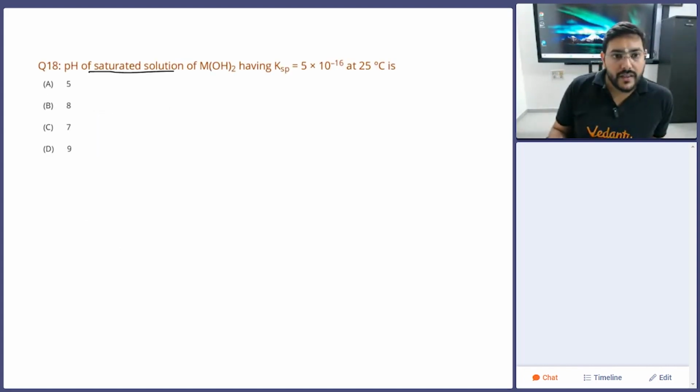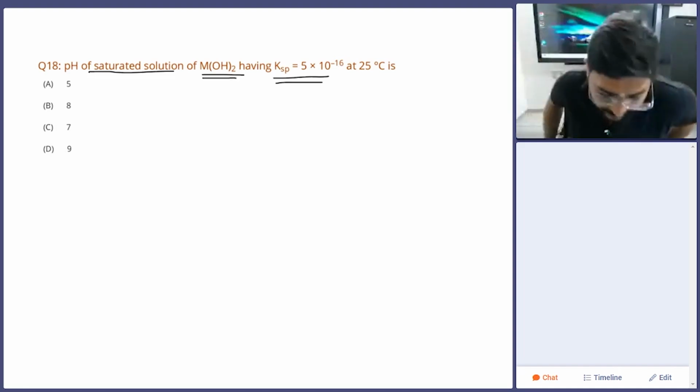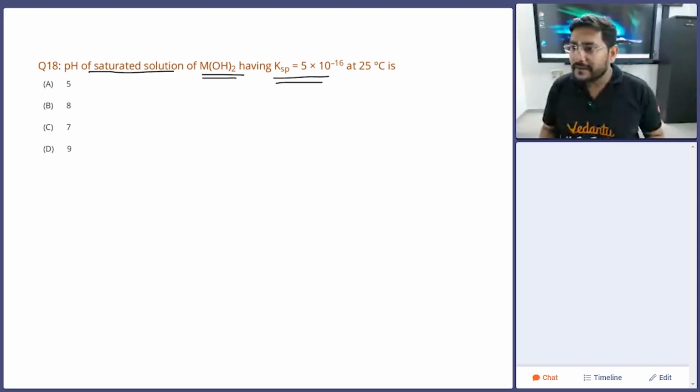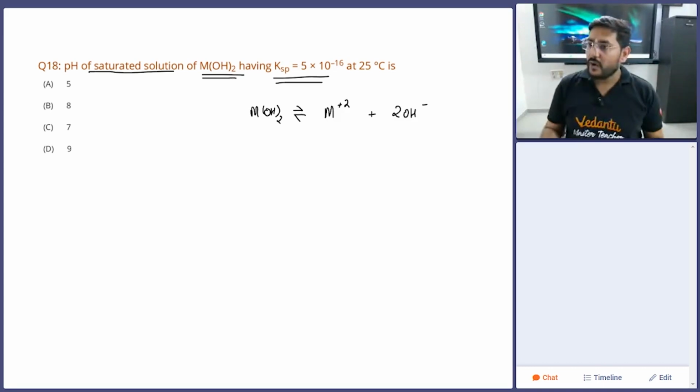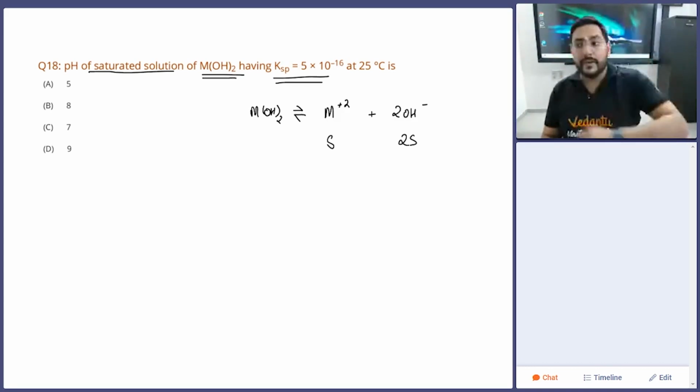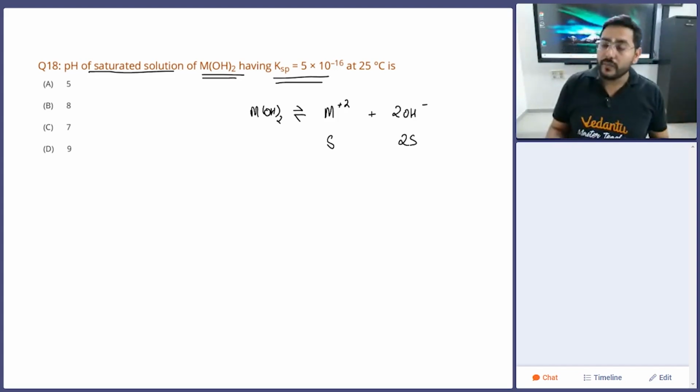Now, pH of a saturated solution of M(OH) twice. KSP is given to you guys. Let's calculate it. Here M(OH)2 is going to dissociate and give you M plus 2 and 2OH minus. Do you guys agree with me or not? So here S and 2S we are going to get.